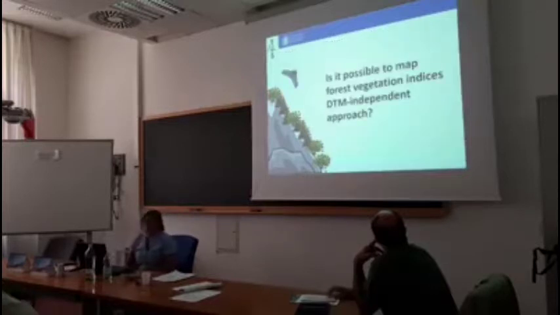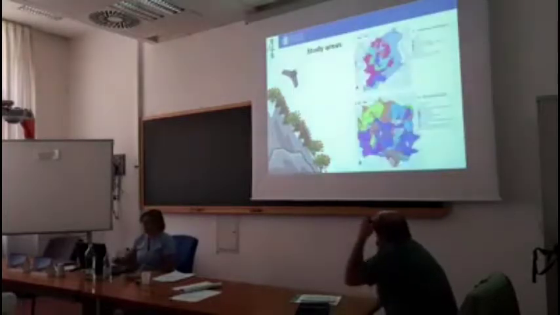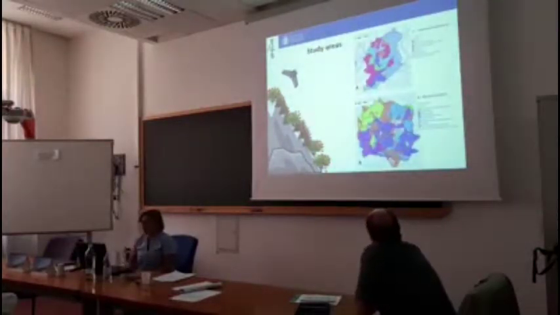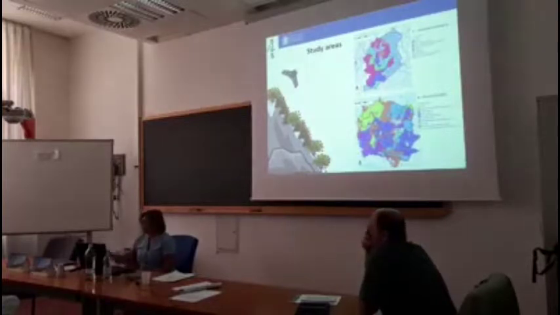Then we want to respond to another question. Is it possible to map forest vegetation index with this new DTM-independent approach? So we selected these two study areas, Vallombrosa and Rincine, where there was a sampling plot according to a sampling plan.